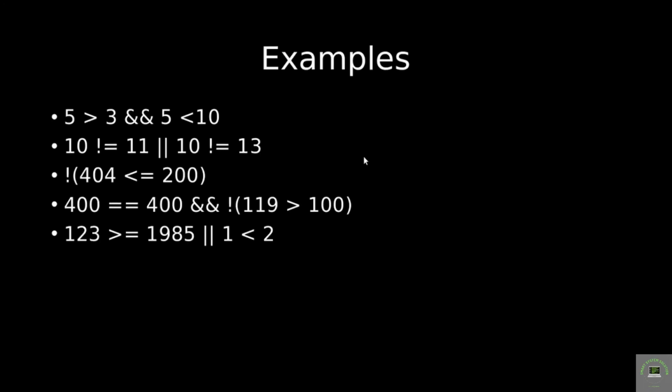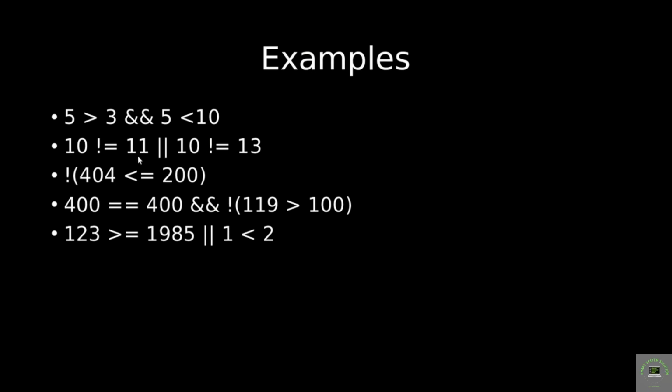Here are a few examples. 5 greater than 3 and 5 less than 10. This is logical AND, which is used to club multiple relations. In this case, we have two relations clubbed by AND. The relation on the left, 5 greater than 3, simplifies to true, and the relation on the right, 5 less than 10, simplifies to true. And according to AND, both of the operands should be true in order to simplify to true. The first expression would result in true.